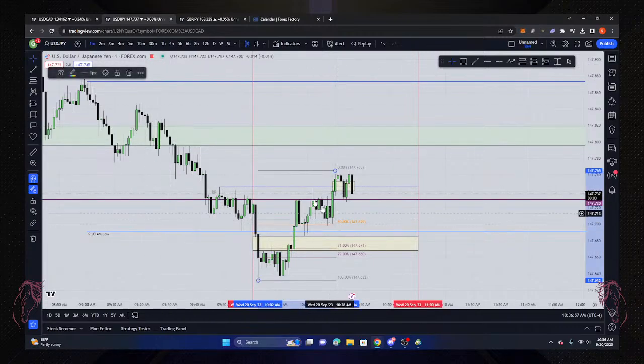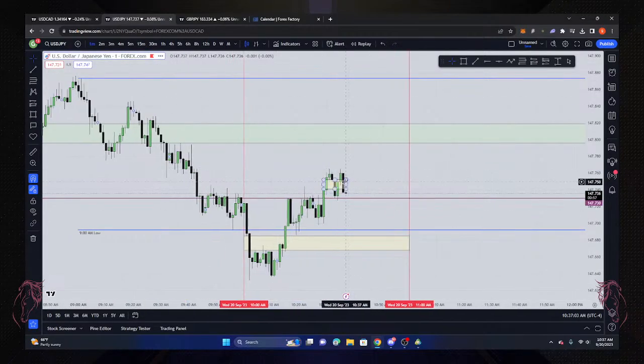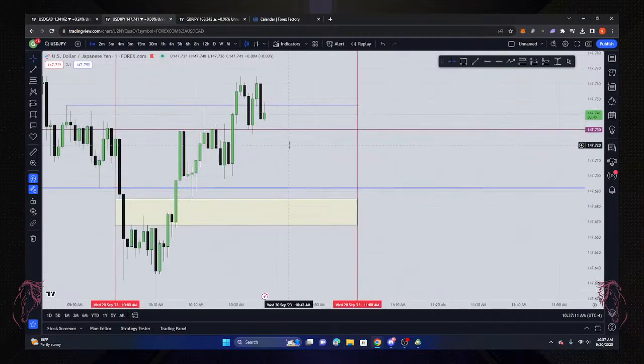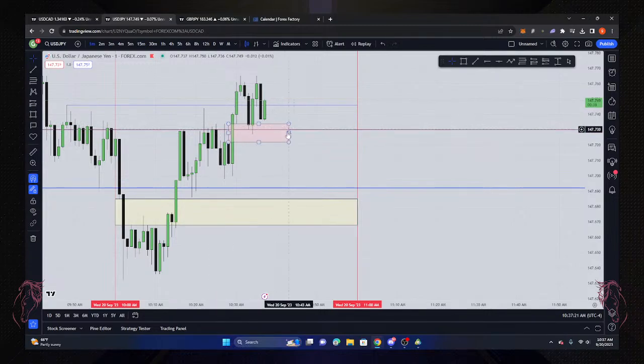Let me just clean up the charts a little bit. I don't like too much lipstick on here. It makes it harder to see. So price is respecting this FVG right here, which broke this internal high.